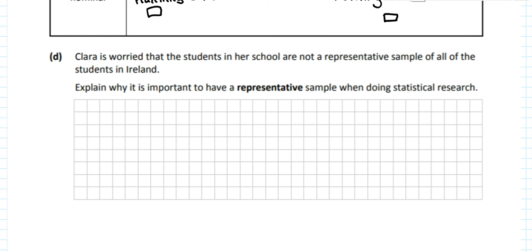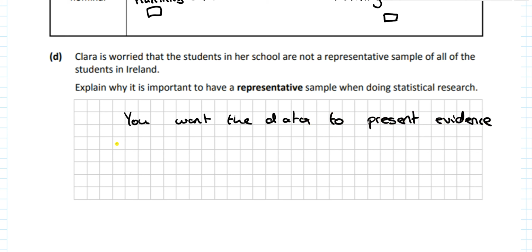So then the last question. Clara is worried that the students in her school are not a representative sample of all the students in Ireland. Explain why it is important to have a representative sample when doing statistical research. Well, you want the data to present evidence that can be generalized for everybody in the population.